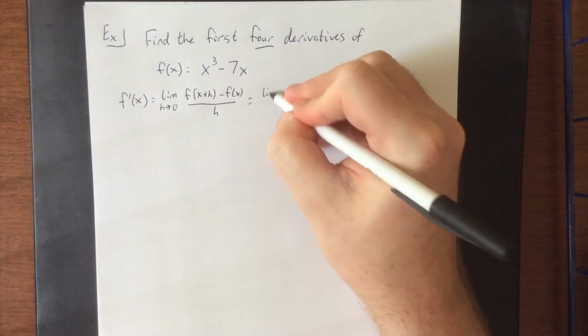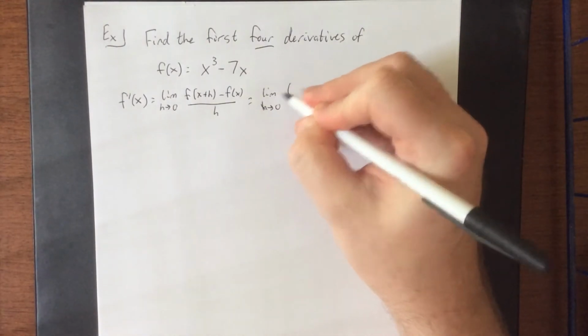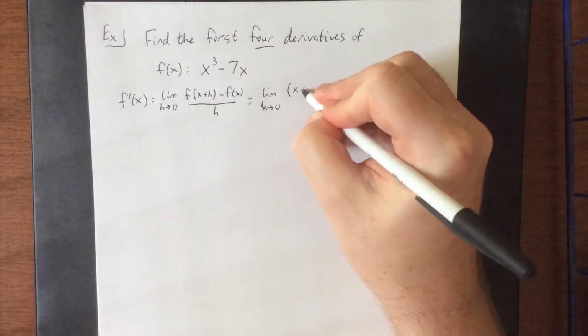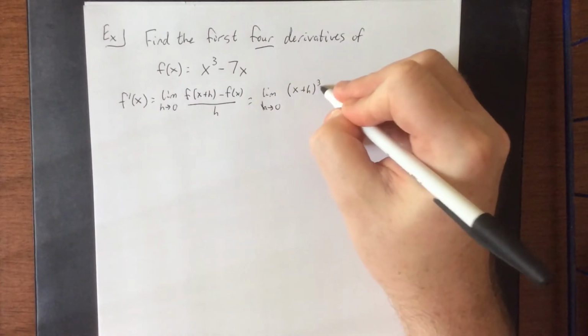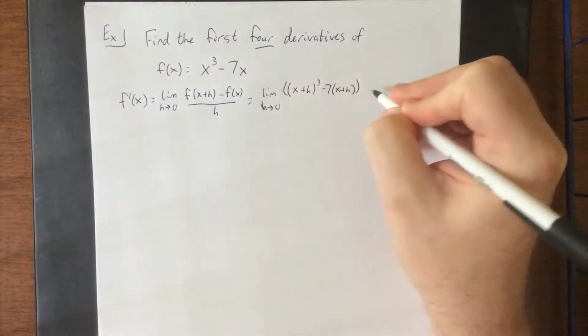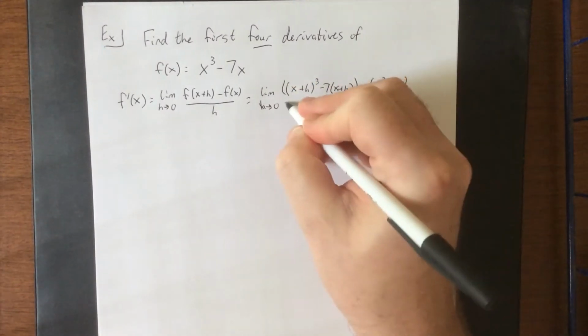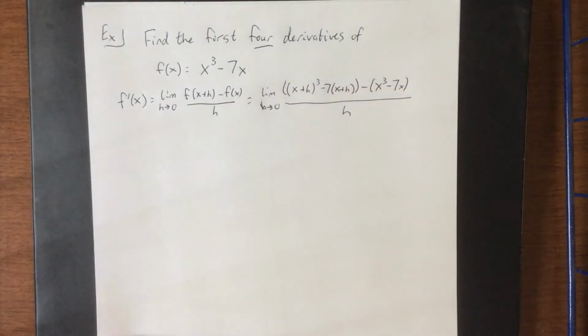which will look like the following. The limit as h approaches 0 of f of x plus h, we replace all of our x's with an x plus h, and then we subtract the original function. There will be a lot of expanding that takes place at this point.